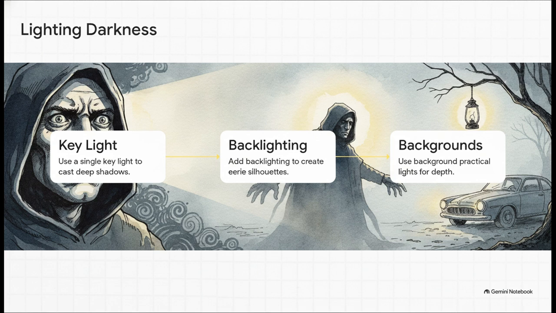And finally, step 3, you use background practical lights. Think of a distant lantern or a weak flickering headlight. It doesn't illuminate the space, it just gives a terrifying sense of scale to the total emptiness around the subject.